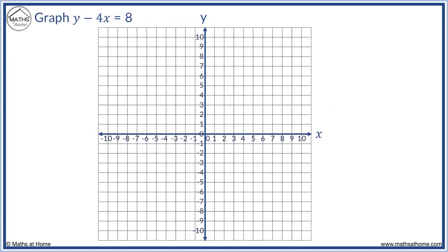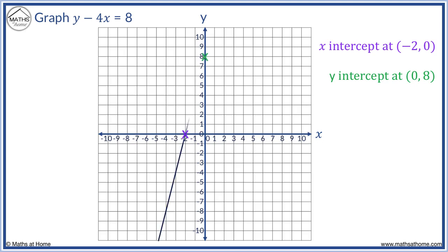We will use these intercepts to graph y minus 4x equals 8. The x-intercept was at minus 2, 0. We go to minus 2 on the x-axis and mark a point. The y-intercept is at 0, 8. So we go to 8 on the y-axis and mark a point. We can now graph the line by drawing a line through these two intercepts.